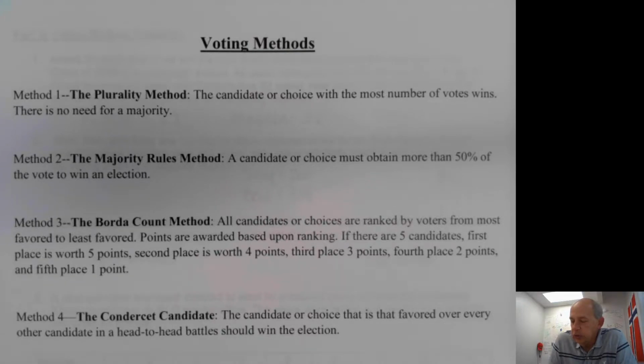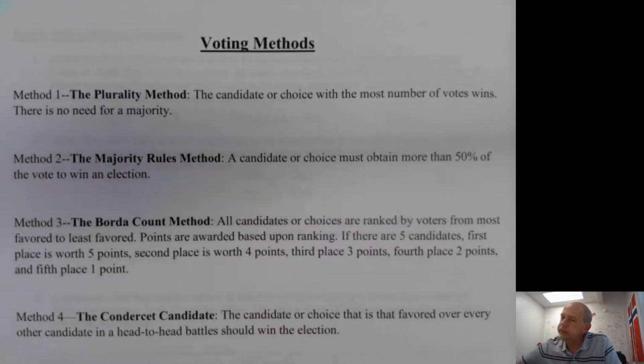the favored choice. The majority rules method is all about obtaining more than 50% of the vote that's required to win an election. The Borda count method is sort of an interesting ranking system where points are awarded based upon where candidates are ranked. The Condorcet candidate is all about head-to-head battles, and the candidate that is favored and defeats every other candidate in a head-to-head battle wins.